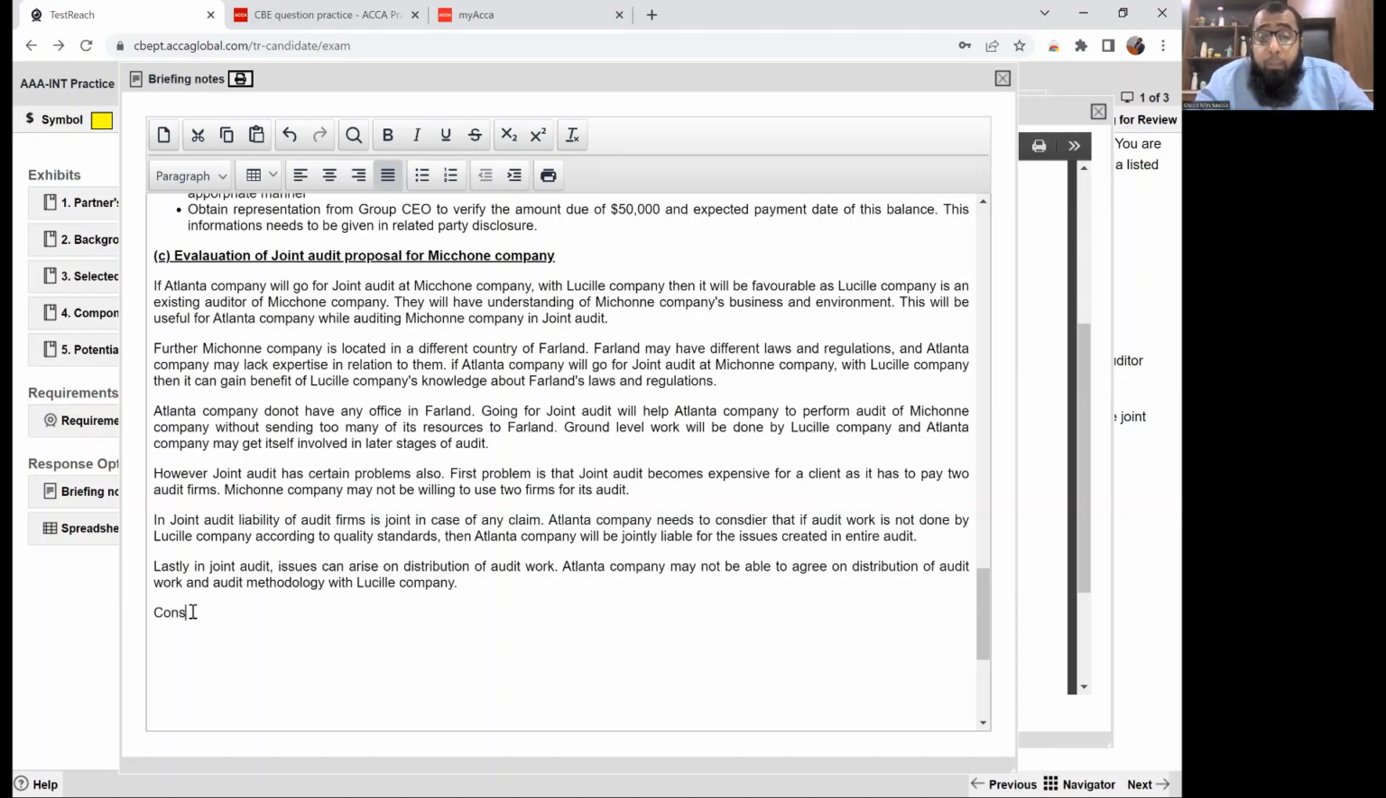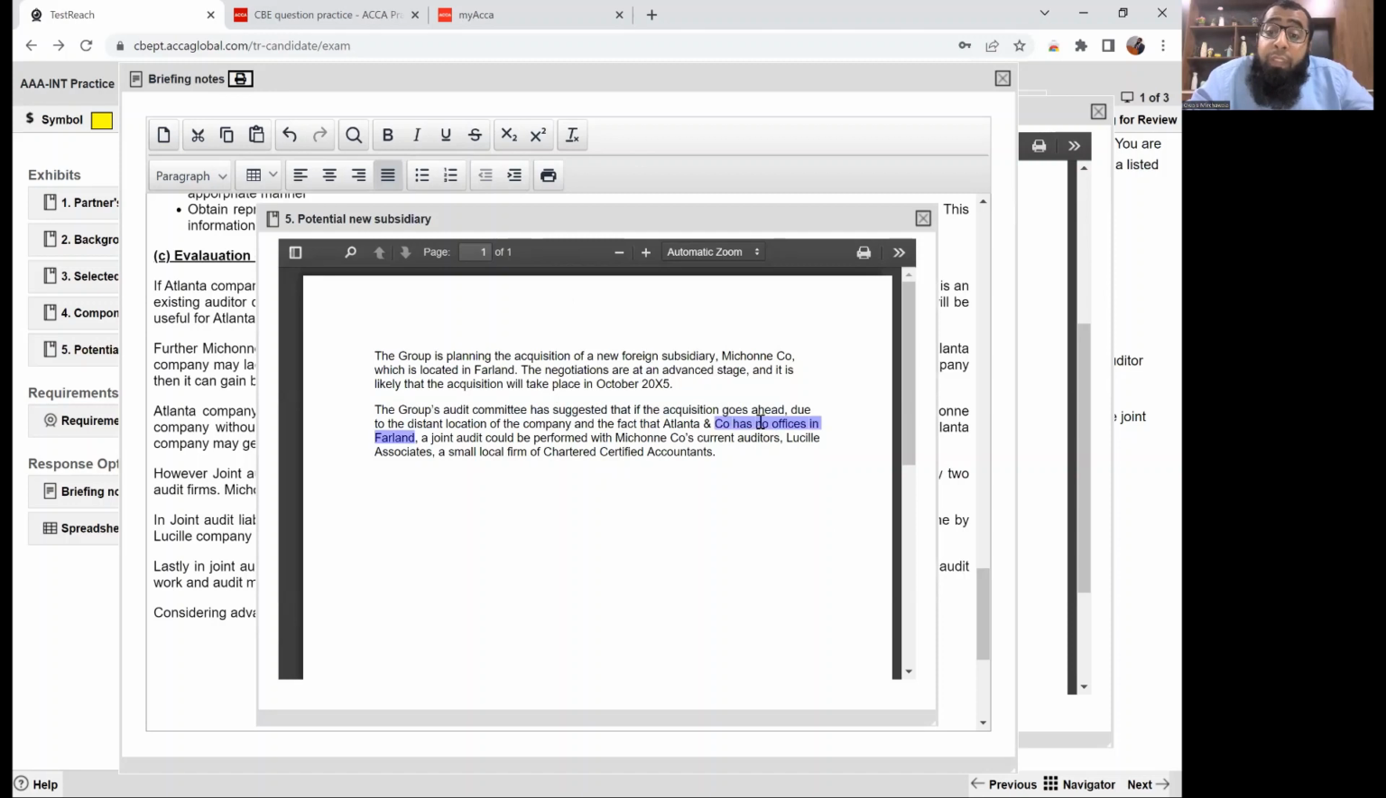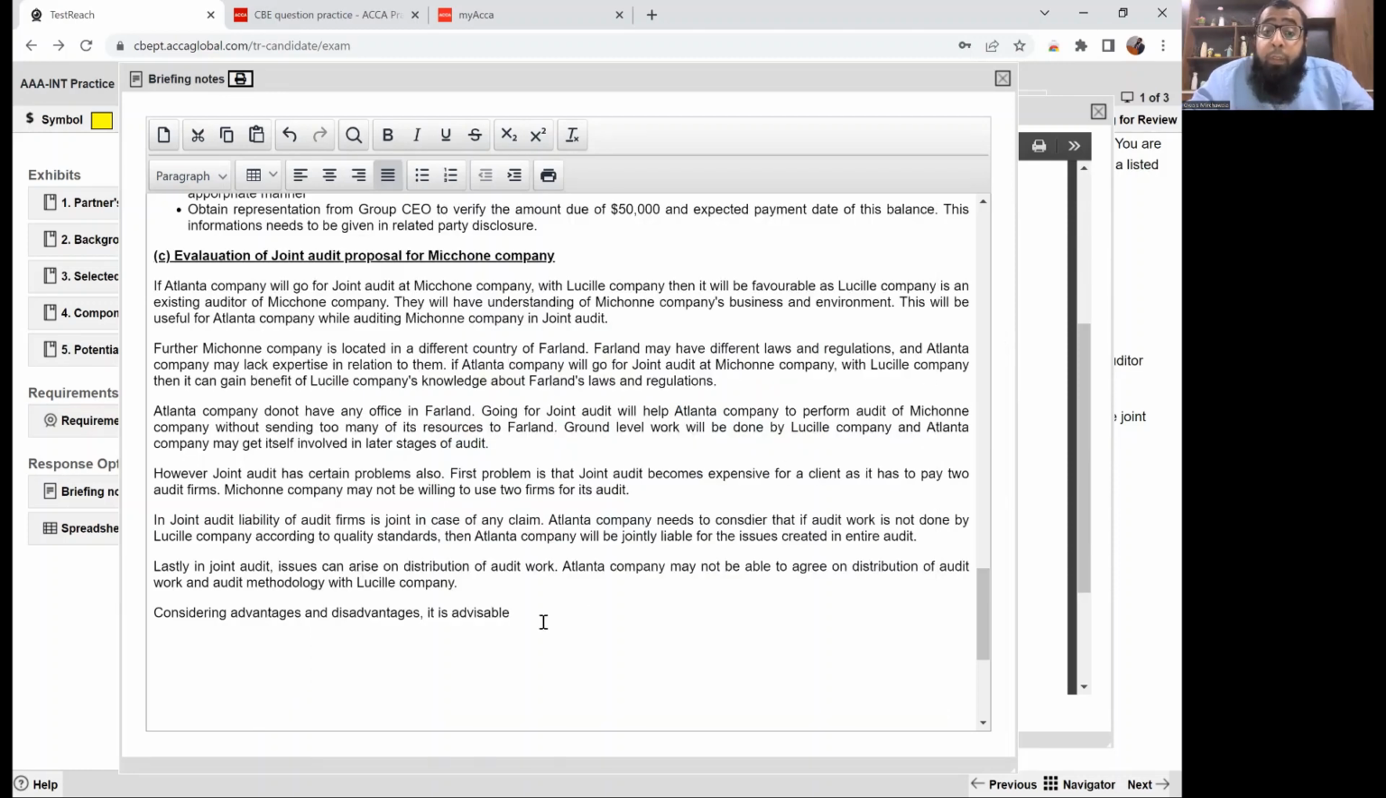Now, if we go for a recommendation, what should be done? Considering advantages and disadvantages, it is advisable. My advice would be that despite the disadvantages, we should go for joint audit. The primary reason being that we don't have the offices there. Okay, the office issue is very important. Considering advantages and disadvantages, it is advisable that Atlanta company should go for joint audit.